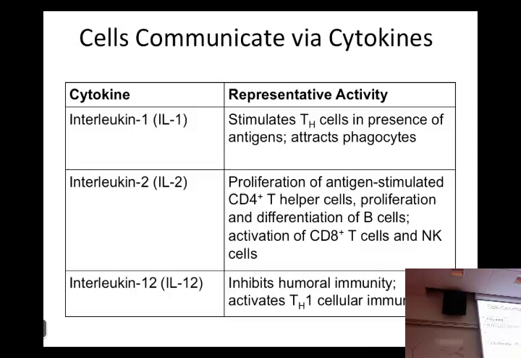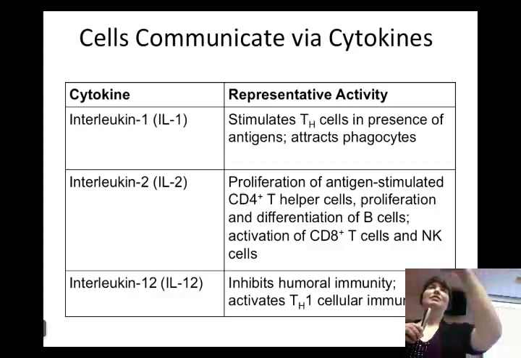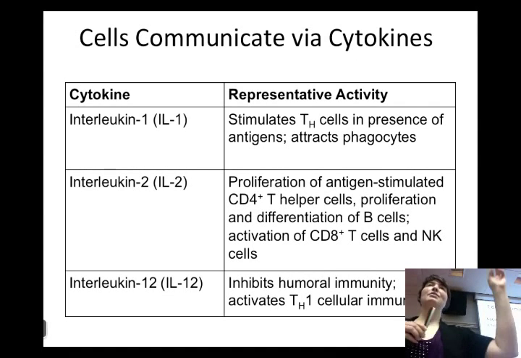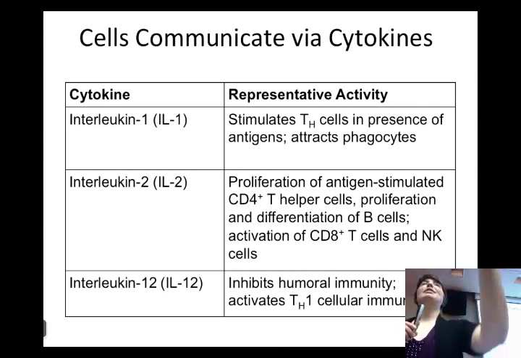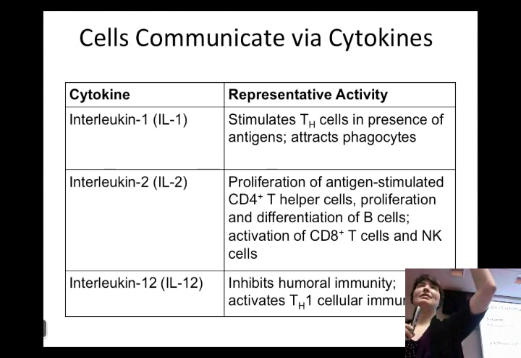So what kind of cytokines do we have? We have interleukin-1, a cytokine that stimulates T helper cells in the presence of antigens, and also attracts phagocytes. And you may remember that interleukin-1 was also the thing that talks to the hypothalamus, right? In order to do what? What is the hypothalamus's job? It sets the temperature. Cytokines talk to the hypothalamus, which then releases prostaglandins and resets that temperature higher.